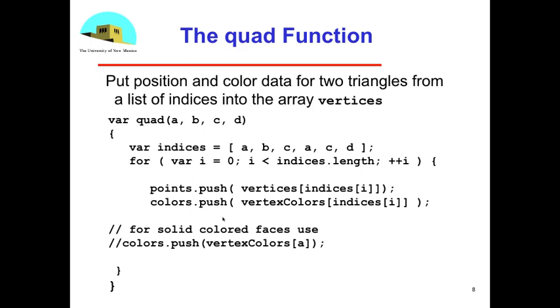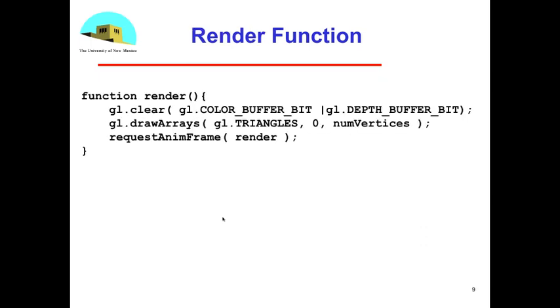Okay, so that's simple. What about rendering? Rendering is pretty simple. I'm just going to clear the color buffer. I'm going to clear the depth buffer, and then I'm going to render those triangles. Because there's 12 of them, it's going to be these 36 vertices. And then I really don't need this because I haven't done any animation yet, but it's safe to put this in. It just says keep rendering.